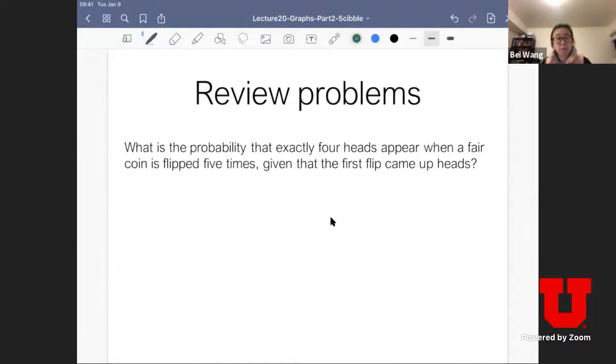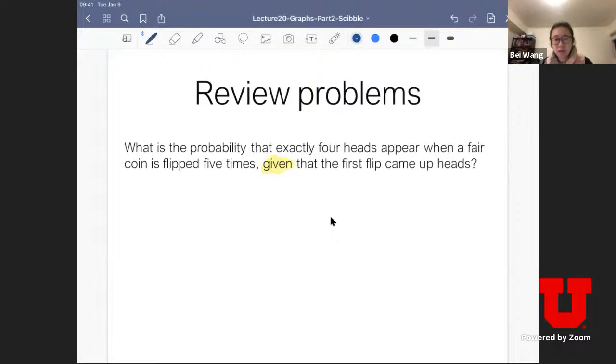It's asking what is the probability that exactly 4 heads will appear when a fair coin is flipped 5 times, given that the first flip came up heads. When you read this, one of the key points here is the word given, which means this is actually conditional probability. So again, please pause the video, see if you can solve this on your own, and then resume the video to look at the solution.